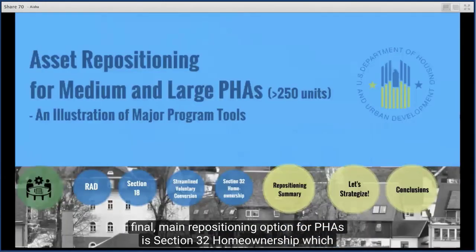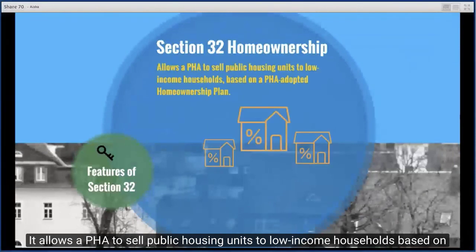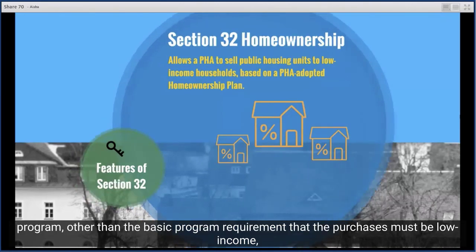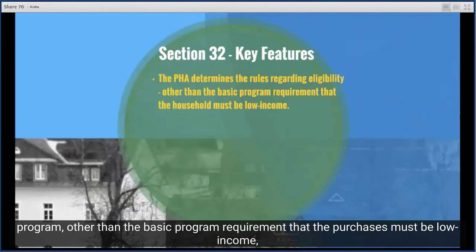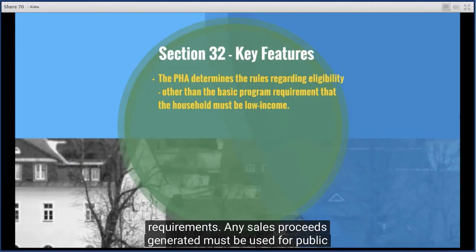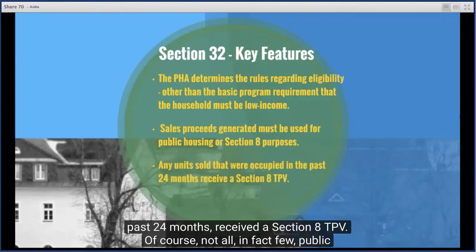The final main repositioning option for PHAs is Section 32 Homeownership, which refers to Section 32 of the Housing Act of 1937. It allows a PHA to sell public housing units to low-income households based on a PHA-adopted homeownership plan. Section 32 is actually a quite flexible program. Other than the basic program requirement that the purchasers must be low income, the PHA largely determines program eligibility and other participation requirements. Any sales proceeds generated must be used for public housing or Section 8 purposes, and any units sold that were occupied in the past 24 months receive a Section 8 TPV.